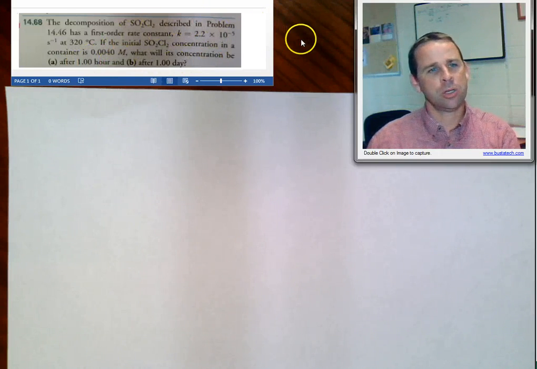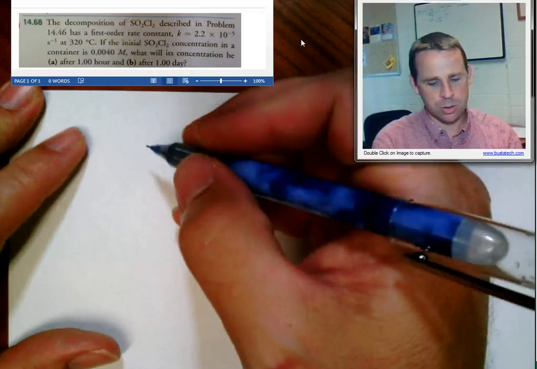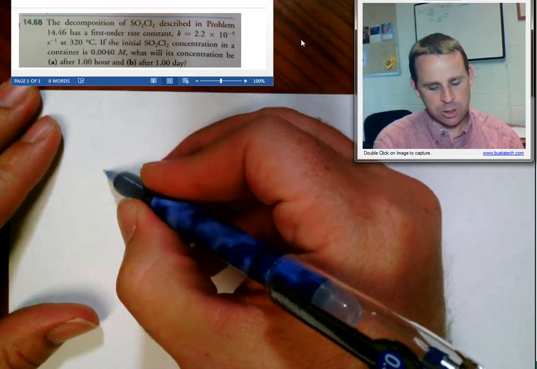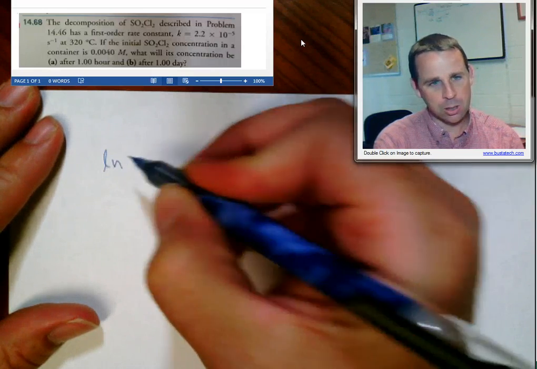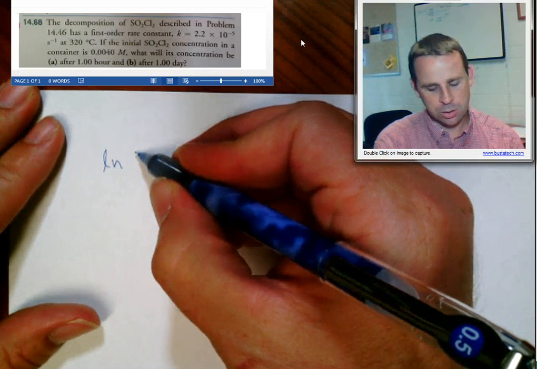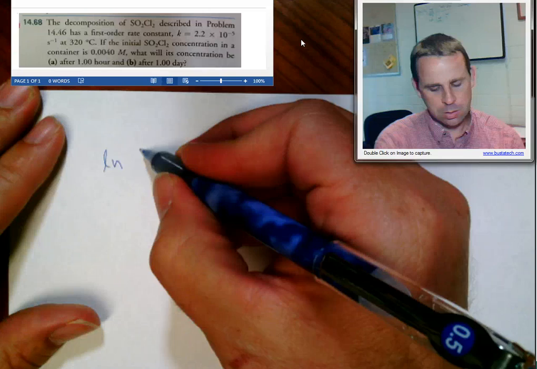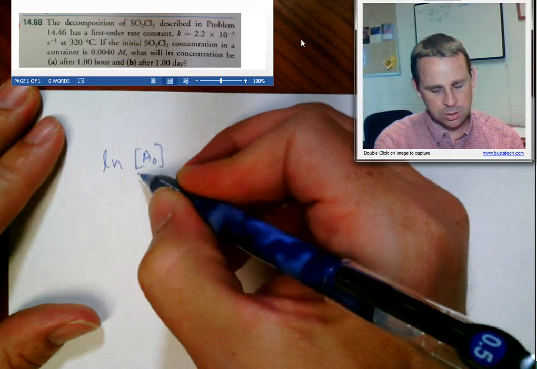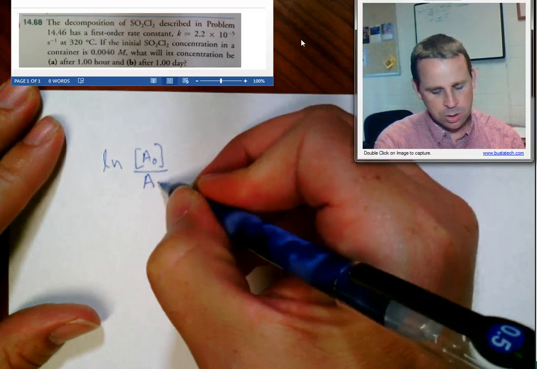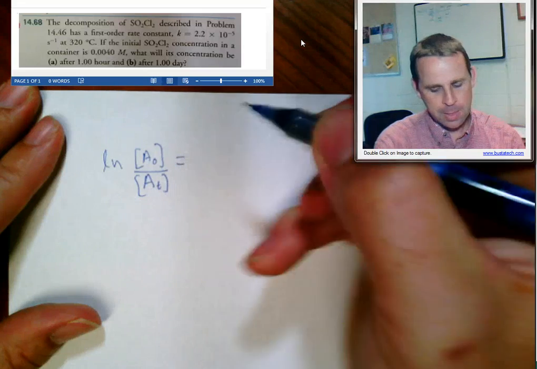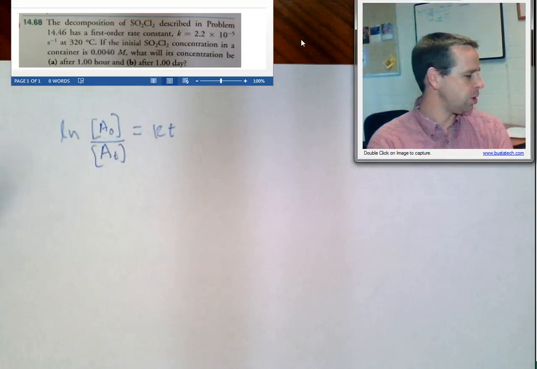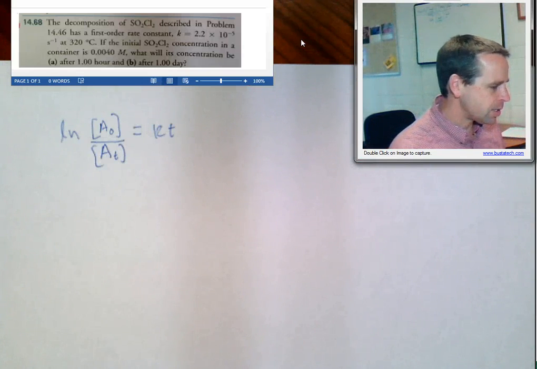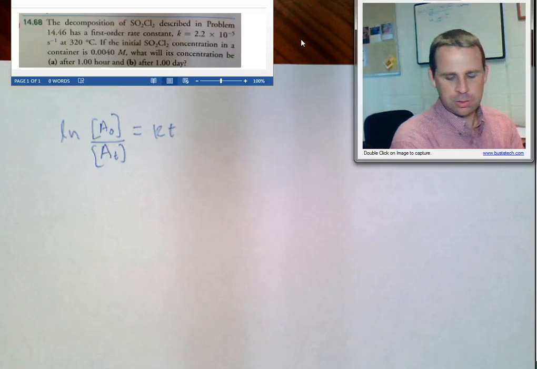All right. So this is a first order reaction, and so we want to know the concentrations versus time. And we know that if we take the natural log of the initial concentration of the reactant over the concentration at some time, then that will equal kt. Now this equation, you can see it on page 685 of the text.